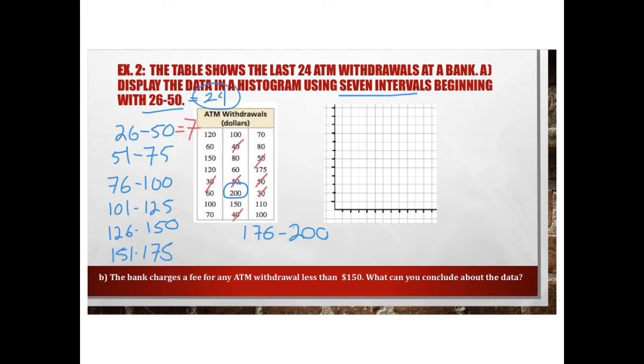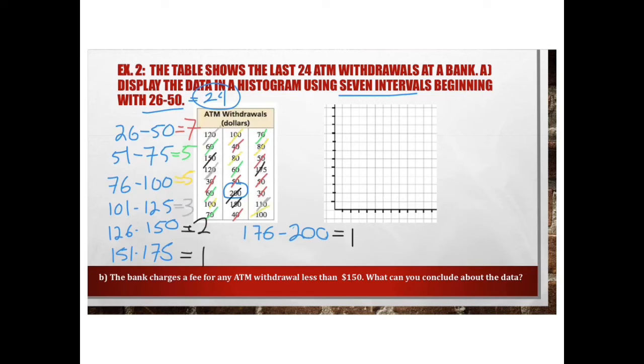If I continue on looking at my next interval, 51 to 75, I have this 60, this 60, this 70, this 60, 70, and I believe that's all of them. So 1, 2, 3, 4, 5. All right, guys, go ahead and pause the video and see if you can finish setting up the frequencies of the rest of our intervals, and then check back in and see how you did.